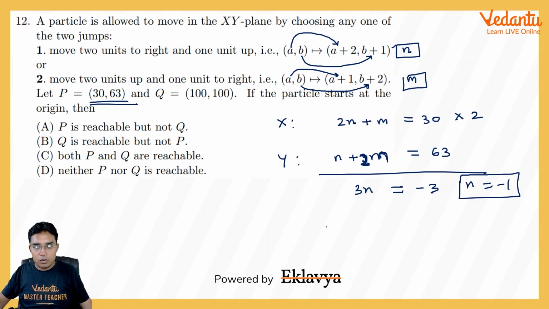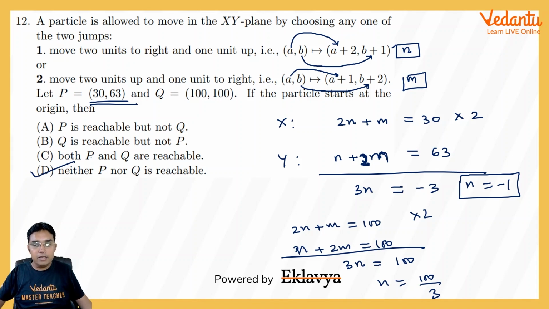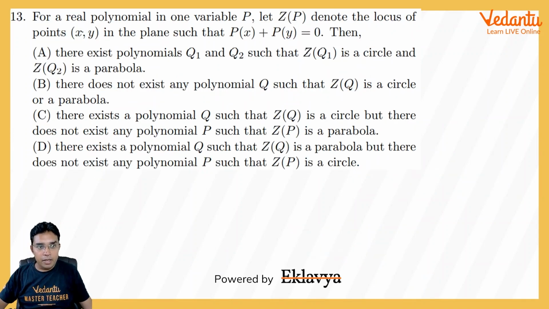Okay, and similar to this, if it would have been 100, 100. So 2n plus m will be 100, and n plus 2m will also be 100. So same way, if I do it by multiplying by 2 and subtracting, I'll get 3n here, and we will be getting 100 here, which gives n is equal to 100 by 3, which is not an integer. That means reaching 100, 100 is also not possible. So neither P nor Q is reachable. So answer will be D. Okay, easy question once again. Coming to the next one, that is 13.